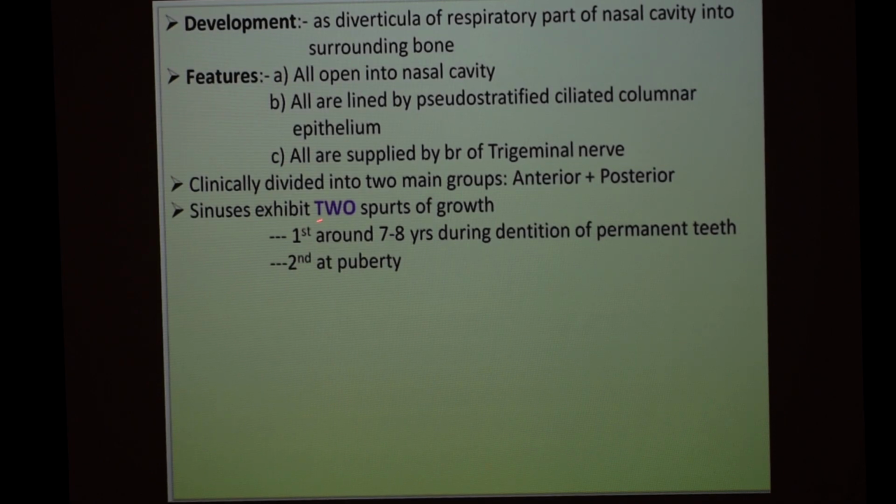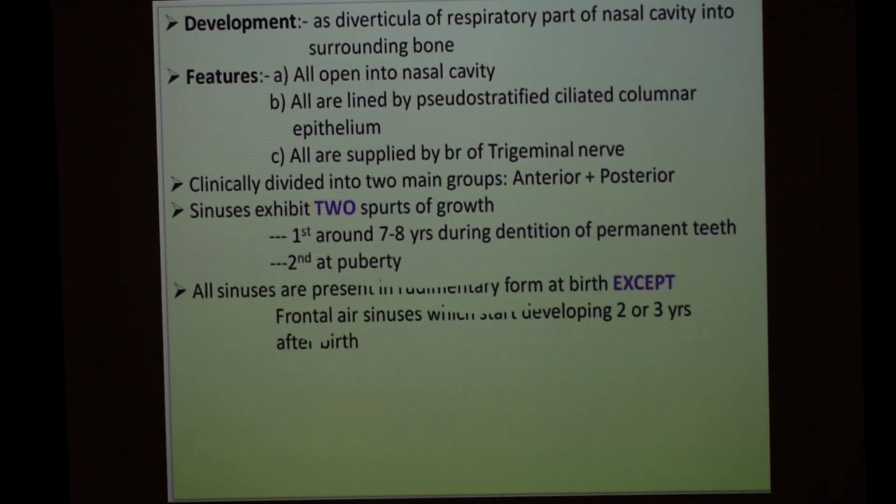Now, sinuses exhibit two types of growth during their development. First, they appear at about 7 to 8 years, during the dentition of the permanent teeth, and the second growth occurs at the pubertal age. One thing to keep in mind is that all sinuses are present in rudimentary form at the time of birth except the frontal air sinuses, which start developing 2 or 3 years after birth.